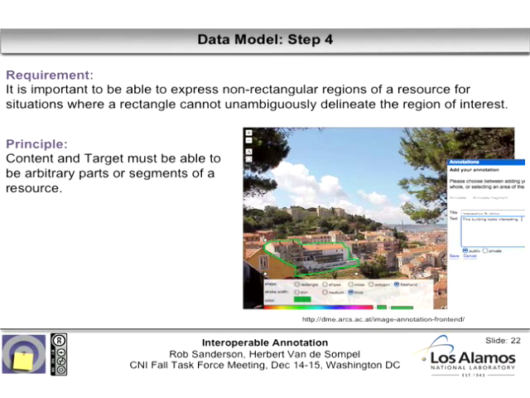So yep, the requirement: it's important to be able to express non-rectangular regions of a resource for situations where a rectangle cannot unambiguously delineate the region of interest. Now this interface, by the way, is LIMO, which is done by Bernhard Hasselhofer, a very inspiring model for us. So this is where we start to get slightly more complex with the data model, but hopefully the majority of cases will be able to be handled by the W3C URI fragments specification.